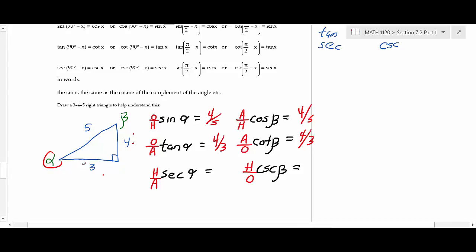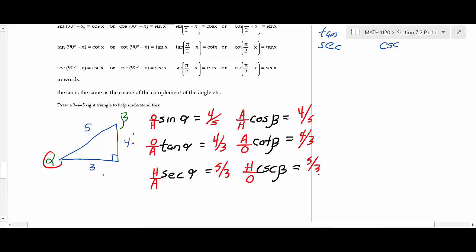Okay? So what's the secant of alpha? If it's hypotenuse over adjacent, what is it? 5/3. Okay? If you're going to do the cosecant, it's hypotenuse over opposite. So what is that? 5/3. Okay? All right, so what's going on here? What are you noticing? Hopefully you're noticing they're the same. Are you noticing that? Okay, good.